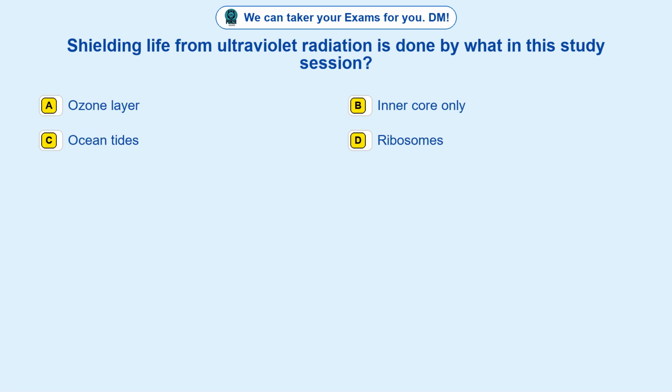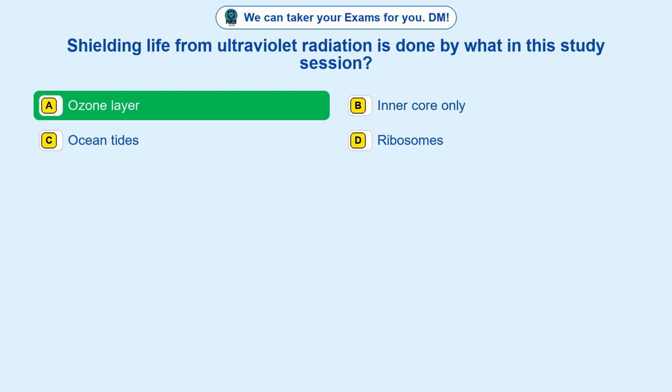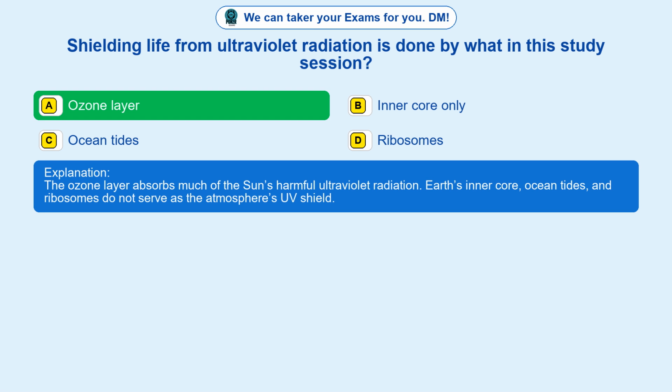Question 97. Shielding light from ultraviolet radiation is done by what in this study session? Option A, ozone layer. Option B, inner core only. Option C, ocean tides. Option D, ribosomes. The correct answer is option A. Ozone layer. The ozone layer absorbs much of the sun's harmful ultraviolet radiation. Earth's inner core, ocean tides, and ribosomes do not serve as the atmosphere's UV shield.